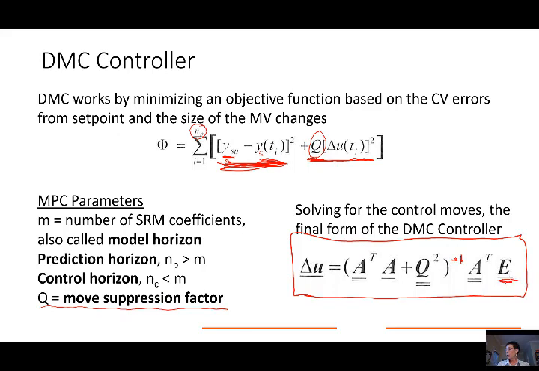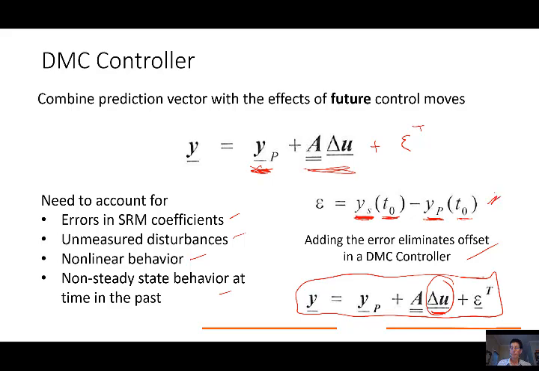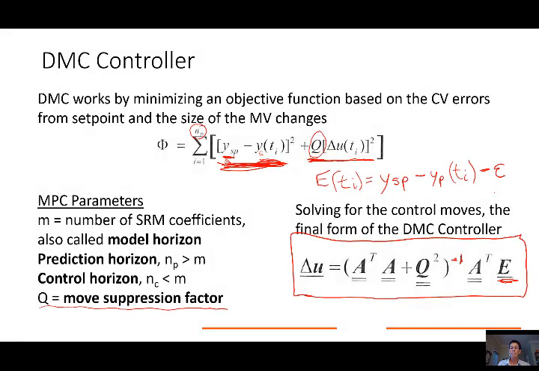And this is related to, I think I've got it here somewhere. It's not the same error that we calculated before, but it has the same terms in it. E at time t sub i equals the set point minus the prediction via the step response model at time i minus that error that we defined here. Okay? So that's the form of a DMC controller.